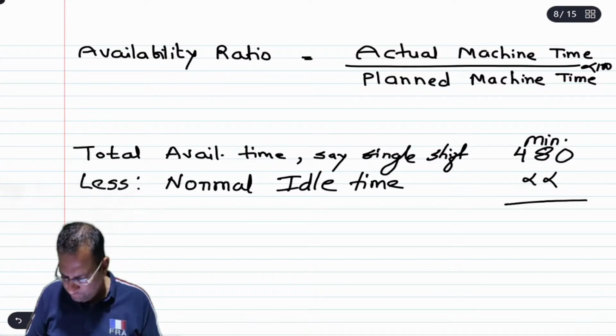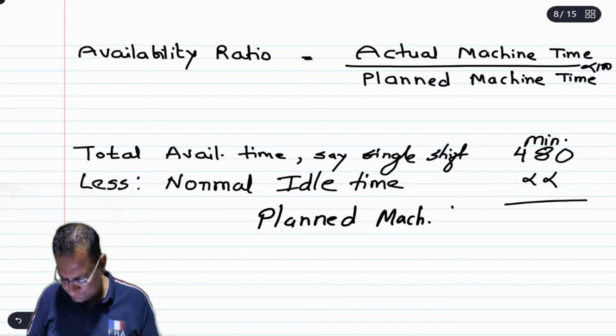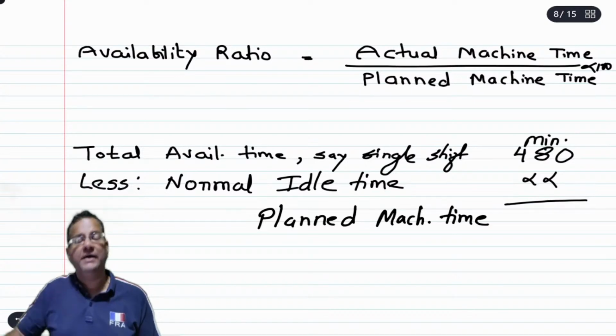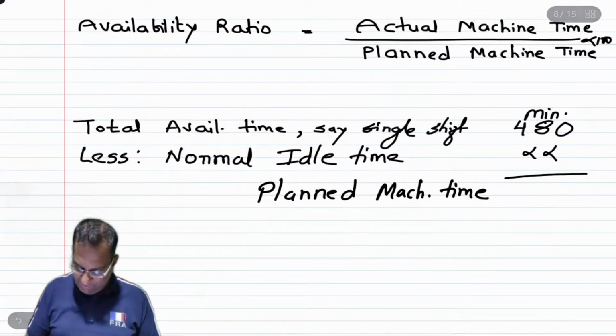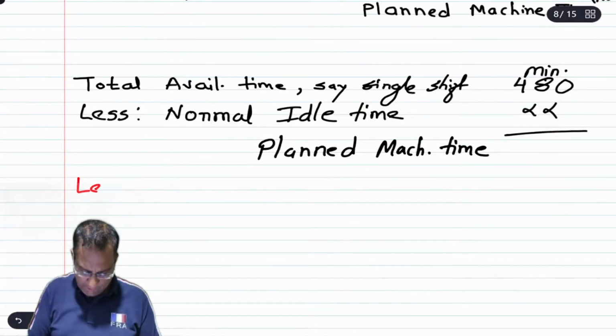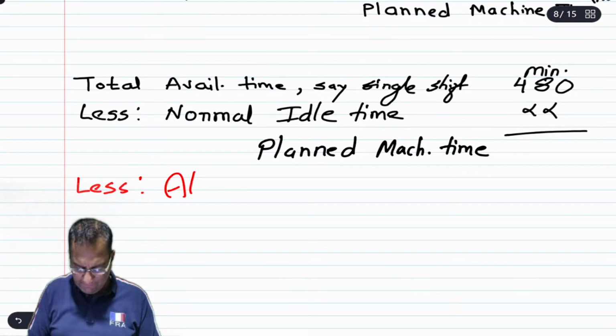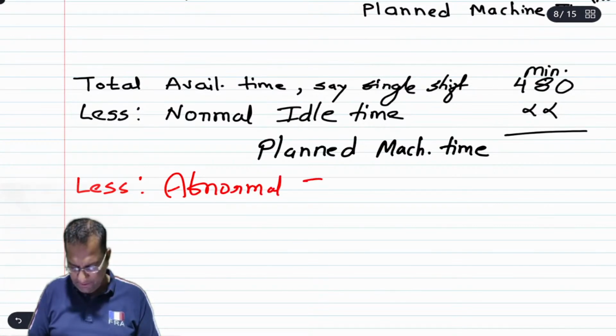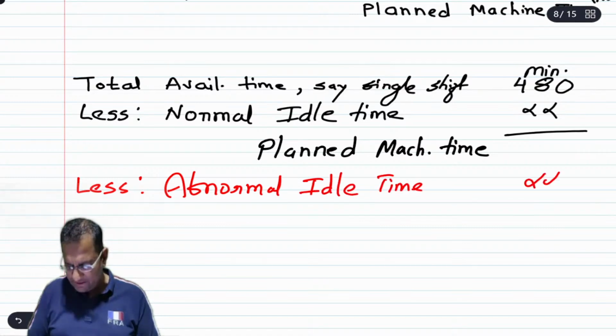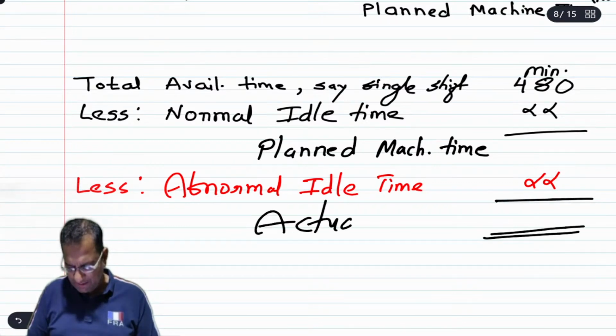Okay, so the answer that will come is known as planned machine time. When we deduct abnormal idle time, that is not planned but happened in that particular period, from this, then we will be able to know the actual machine time. It's very simple, beta na.